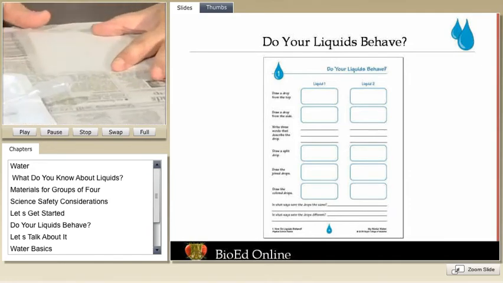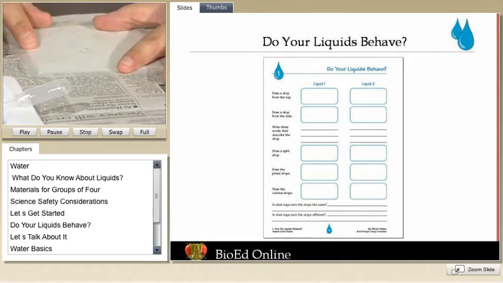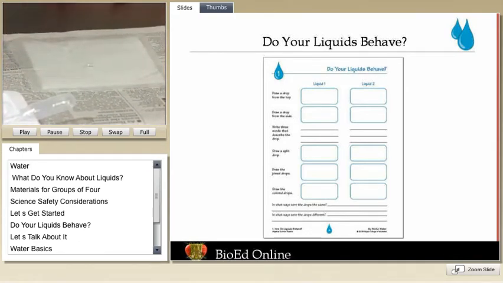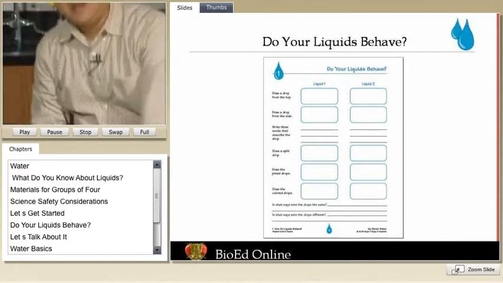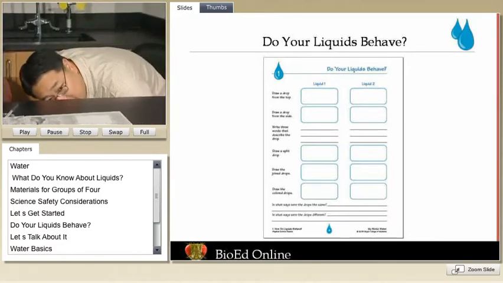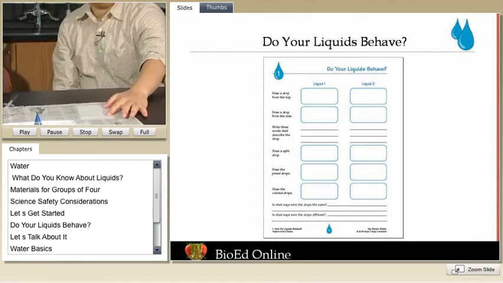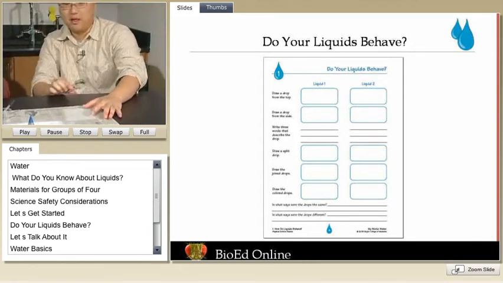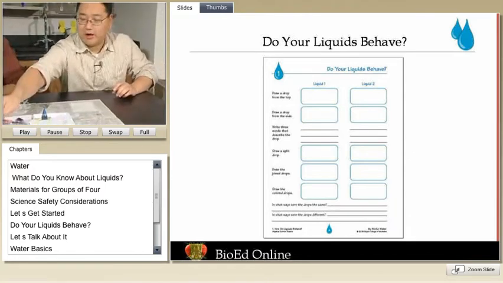We'd ask them to record it on their student sheet, and then the next thing we would have them do is to observe it from the side. And the best way to do that is to have the kids get eye level with the table. And so you want to get down and look at the shape of the drop. They can use a hand lens to get a better idea of what it looks like up close. And again, we'll have them draw that.